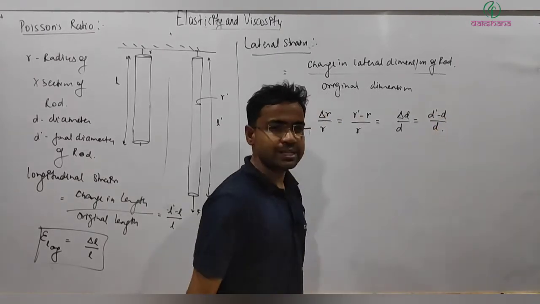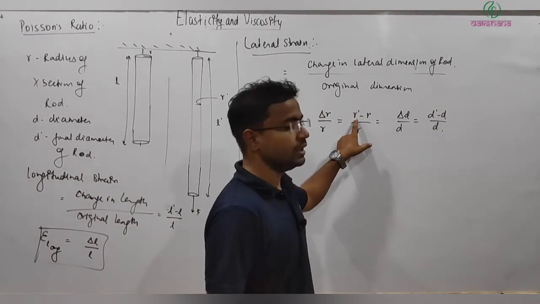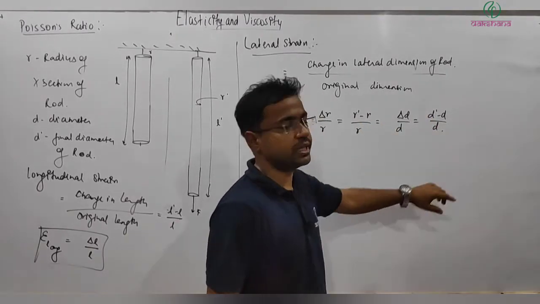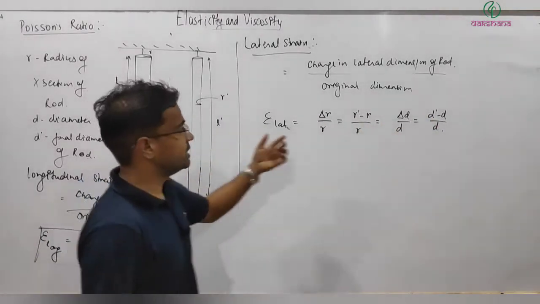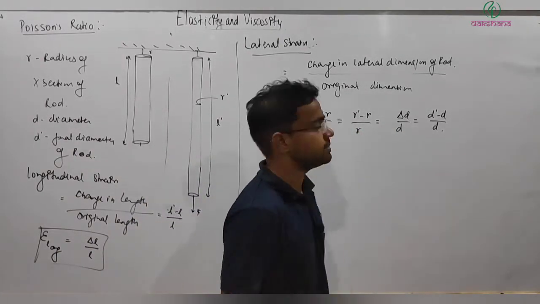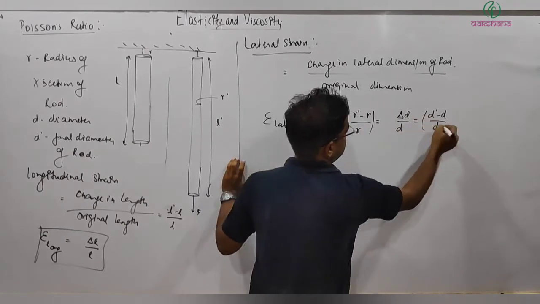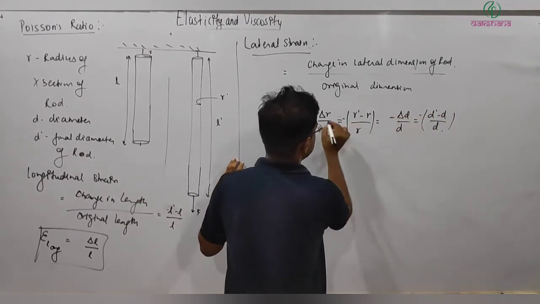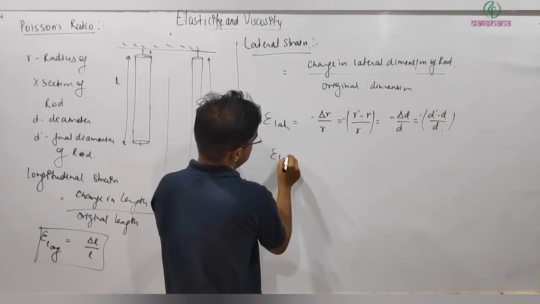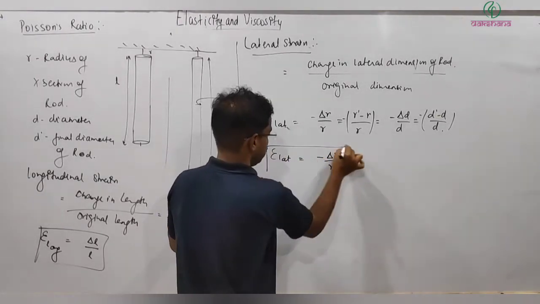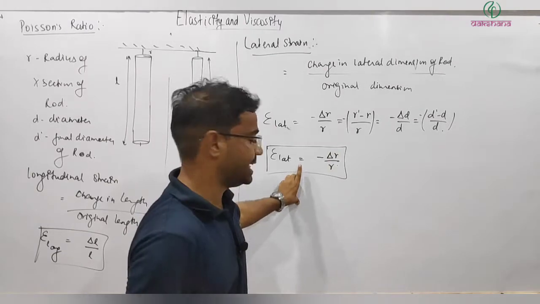One more thing you can see here is that R prime will definitely be smaller than R, and similarly D prime will be smaller than D. So definitely this quantity will be negative. To make it positive I need to put one negative sign here. So it's minus, minus, minus. So lateral strain is coming out to be negative. Let me now express it only in terms of radius. So this is lateral strain.